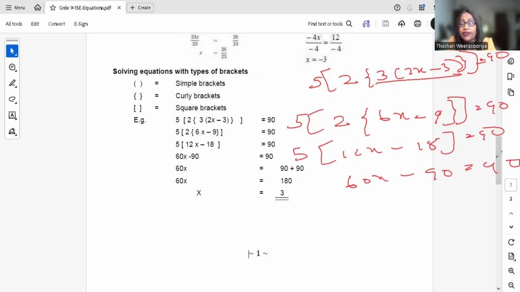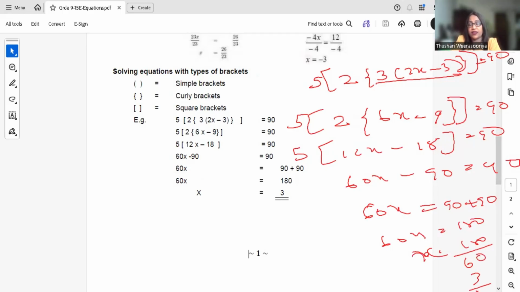Then 90 will go to the other side. 60x equals 90 plus 90. That is 180. 60x equals 180. Then x equals 180 divided by 60. That is 3. Right. Okay.